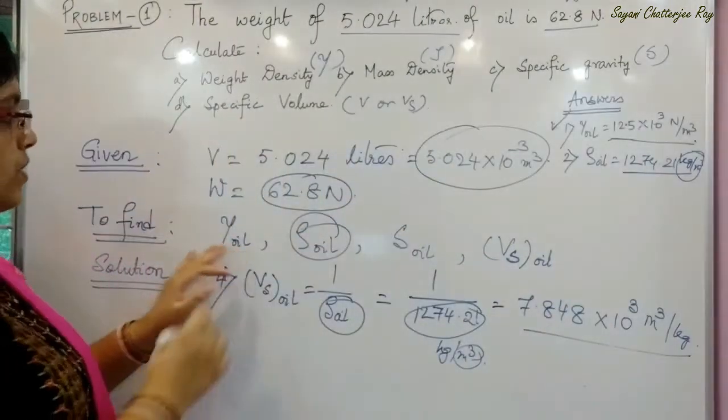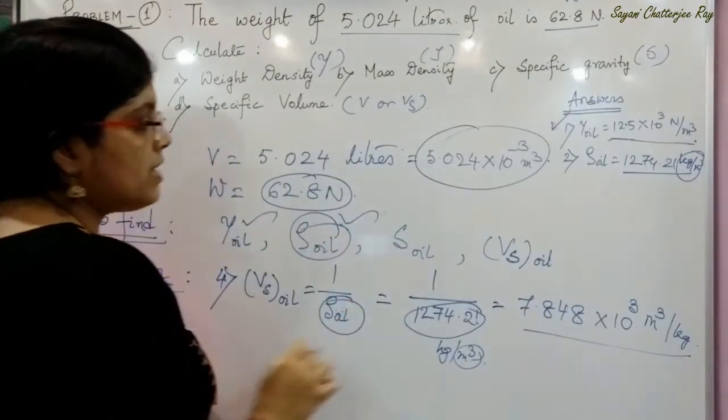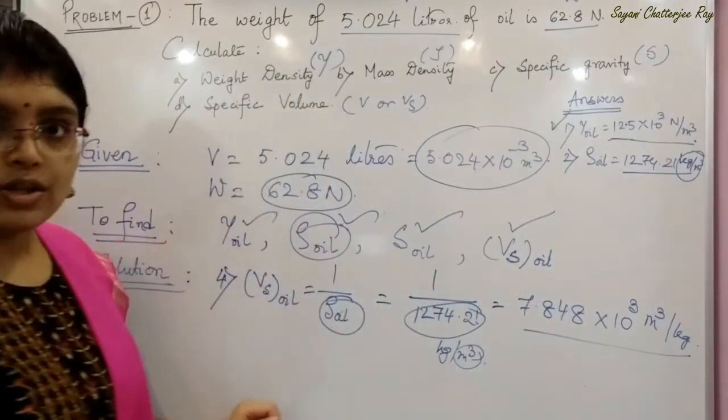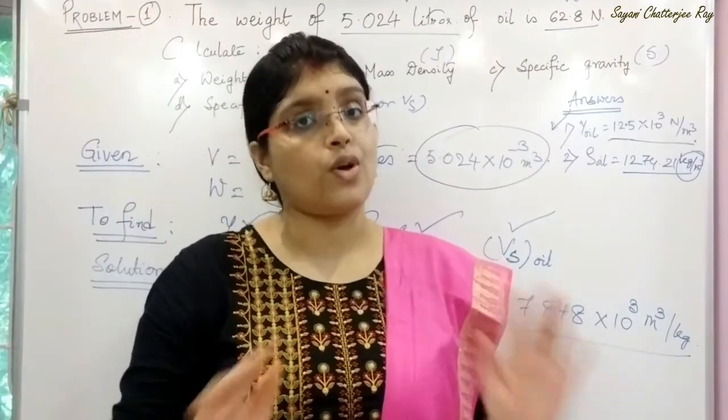So we have found gamma oil, rho oil, specific gravity of oil and specific volume of oil also. I hope this problem is clear to all of you.